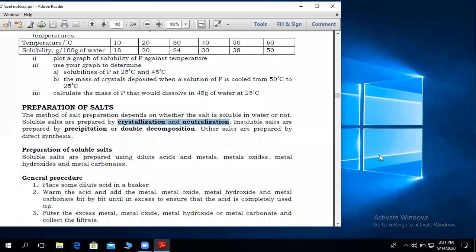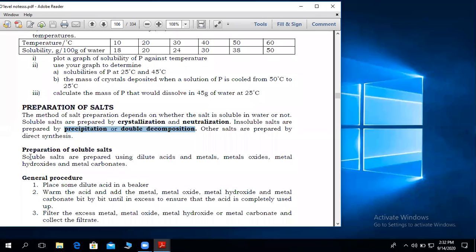So we can use crystallization for soluble salts and neutralization for soluble salts. And we are saying insoluble salts are prepared by precipitation or double decomposition. So here you need to know that some salts are soluble and some salts are insoluble. Soluble salts are prepared by crystallization and insoluble salts are prepared by precipitation. Other salts are prepared by direct synthesis. We shall look at that one also.